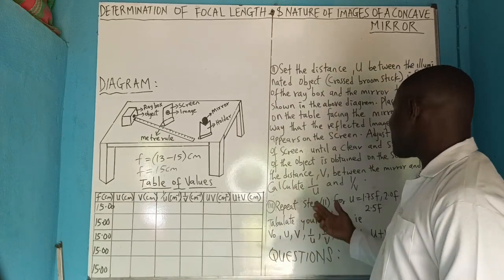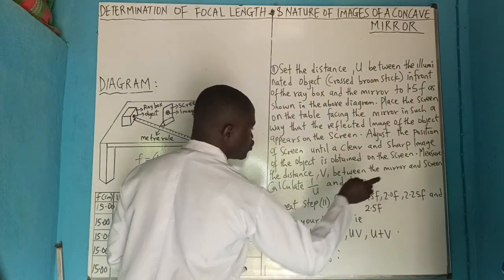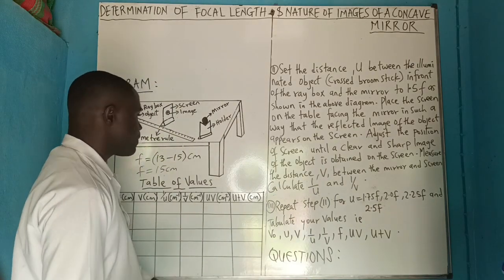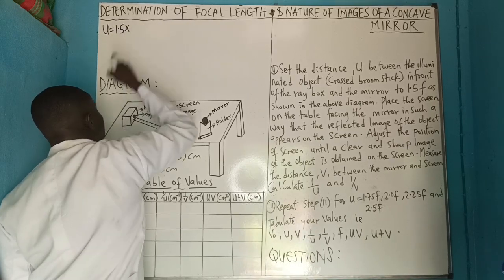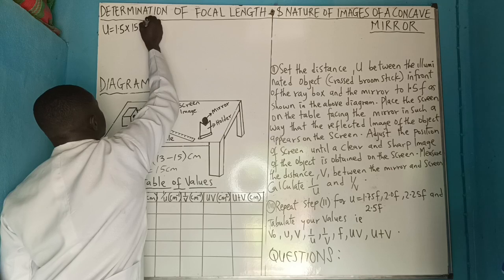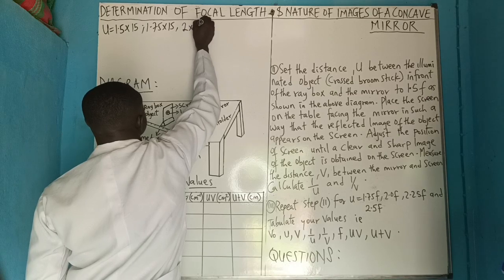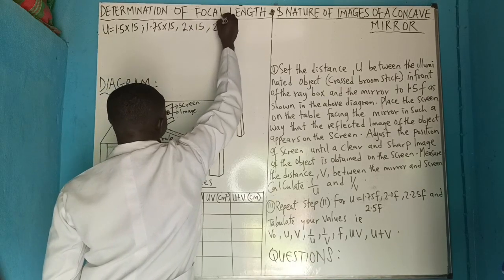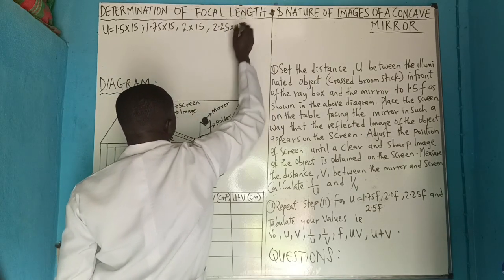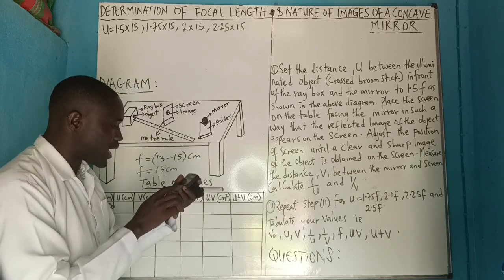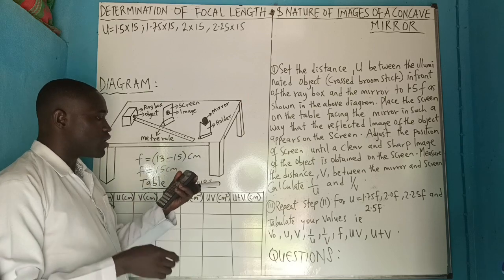Okay. Now they said for us to get our U, we say U is 1.5, 1.75, 2, 2.25 and 2.5 times f. So we are to compute them now. U equals to 1.5 times what? What is our F? 15. 1.75 times 15, 2 times 15, 2.25 times 15 and 2.5 times 15. So we use our calculator. We say 1.5 times 15. That will be giving you 22.5.